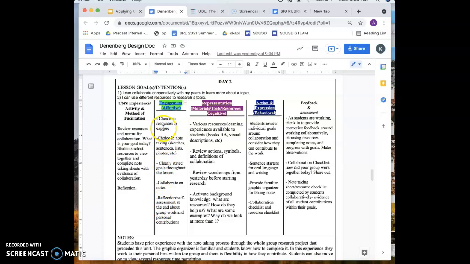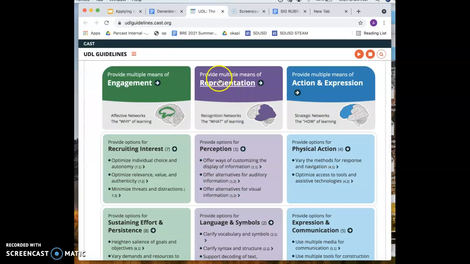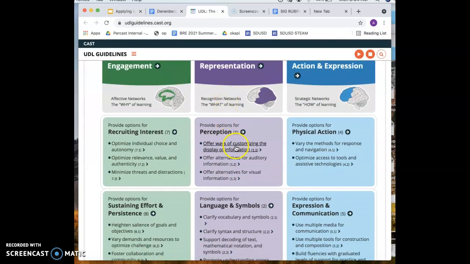There's choice in the resources to explore and how students take notes. The goals are stated throughout, and students even create their own goals around collaboration. Students collaborate in their notes and as they share at the end of the day. And then again, we complete a self-assessment at the end around our collaboration goals and if we are taking on those habits.